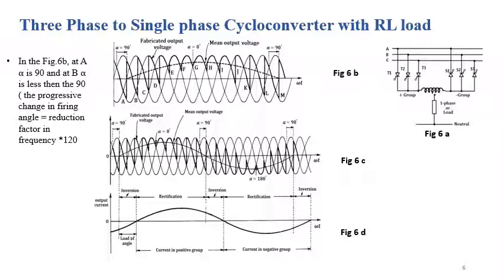So in the previous slide we have discussed the operation of the three-phase to single-phase cycloconverter with RL load. Here is more information on the operation of the three-phase to single-phase cycloconverter with RL load. We discussed this waveform. Figure 6c shows the complete cycle of the output voltage, and we know how we can achieve this. So when the output voltage is negative, we call the process inversion, and when the output voltage is positive, we call the process rectification, which is shown in figure 6d. Also, for this period the current flows in the positive group, and for this period of the output voltage the current is flowing to the negative group of the cycloconverter.